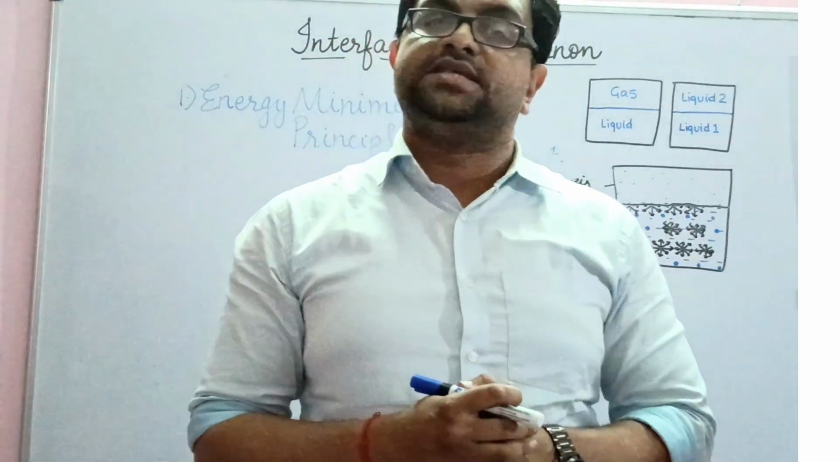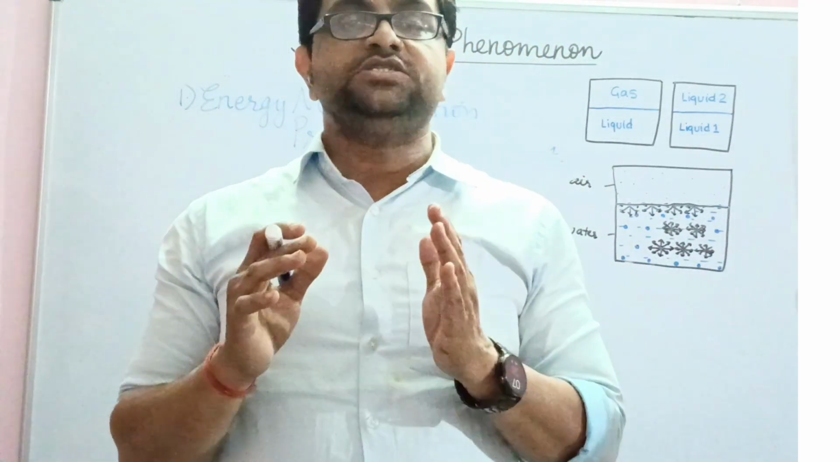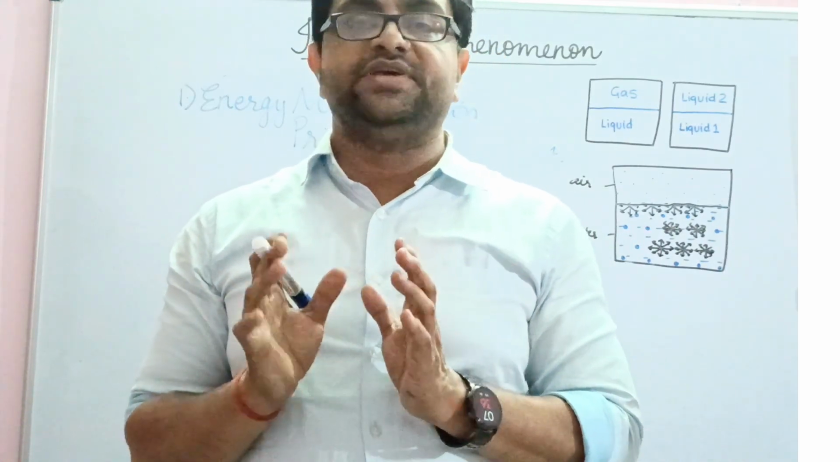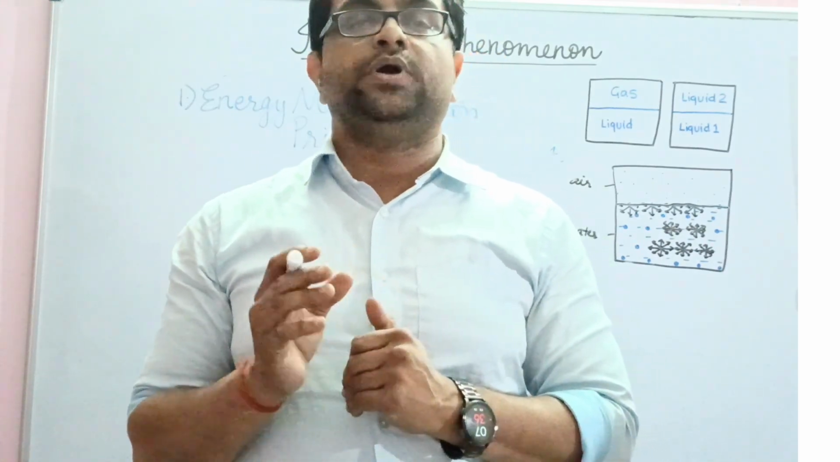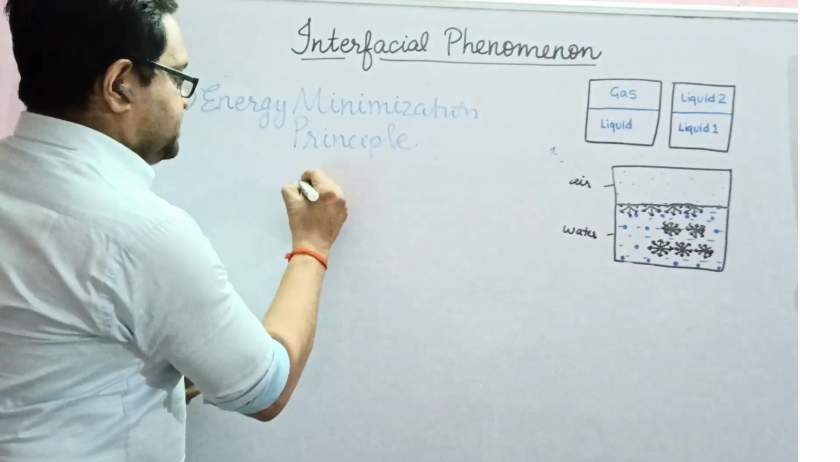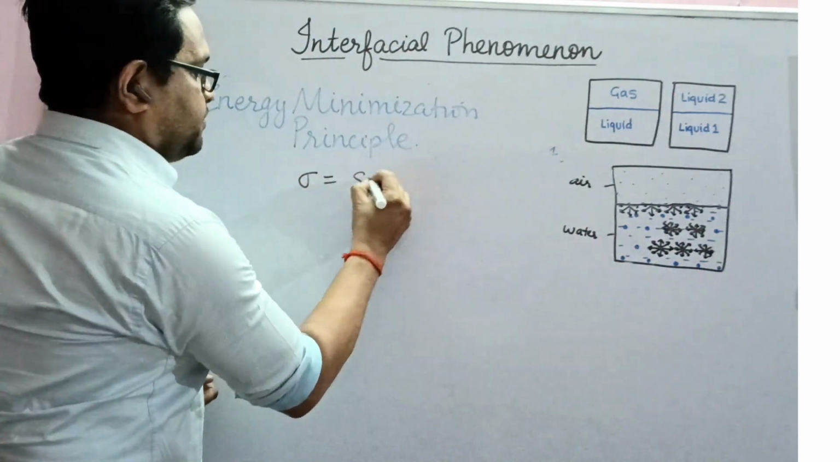What happens here is that a liquid which is placed over a solid surface tends to minimize its net surface energy in an effort to come to an equilibrium state. We know that sigma is equal to surface energy upon area.